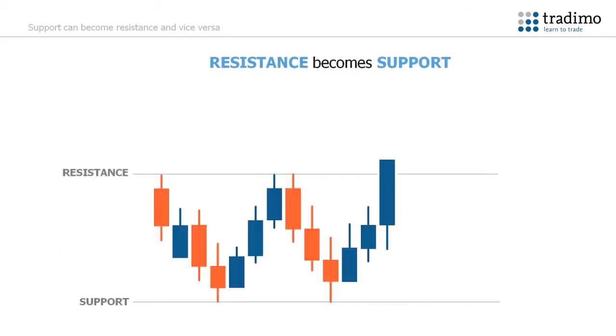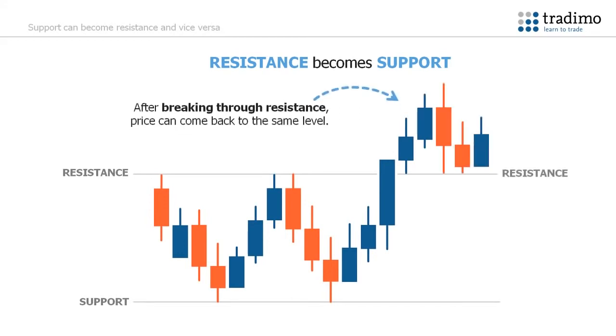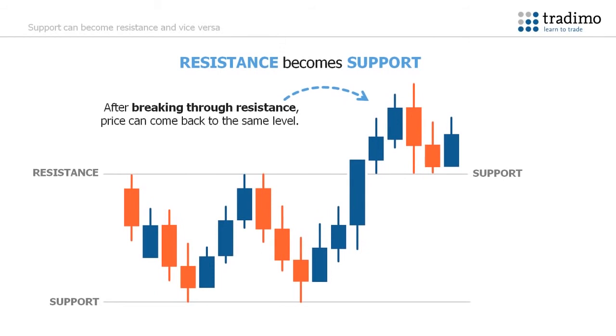After breaking through resistance, very often the price goes back down to the resistance level. When the price goes back down to the former resistance, but cannot break through it again, this former resistance has become a new support level. This is when resistance becomes support.